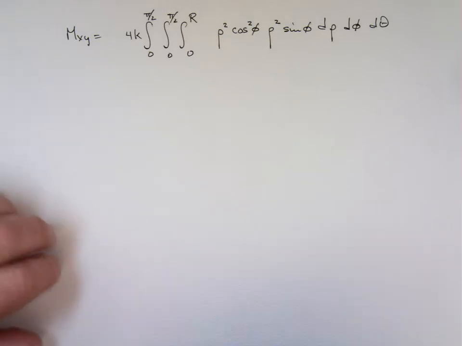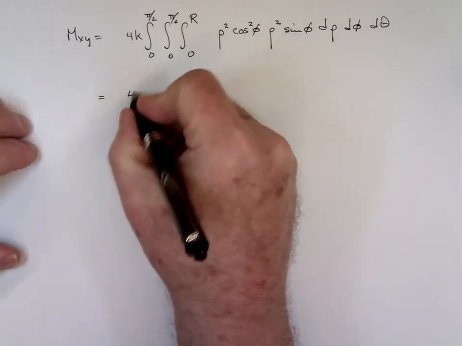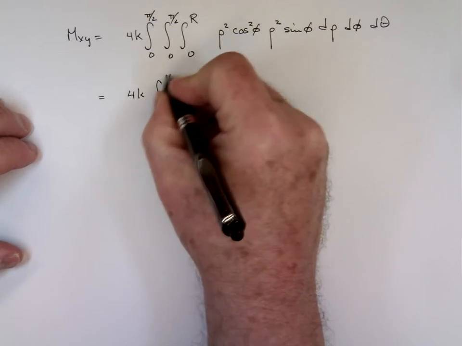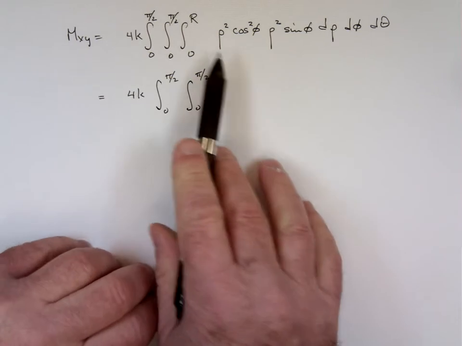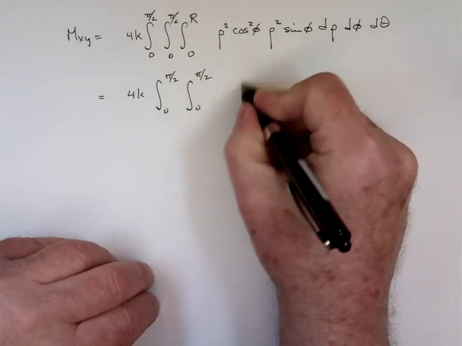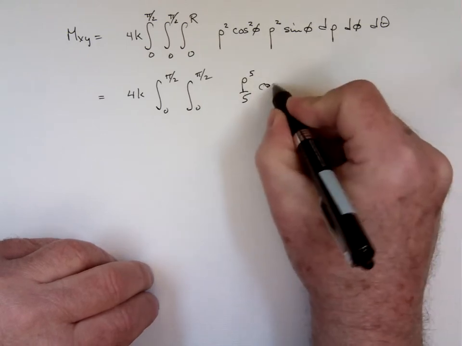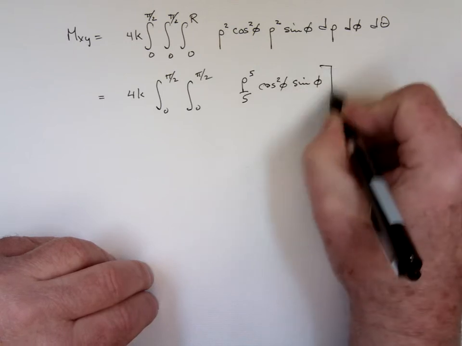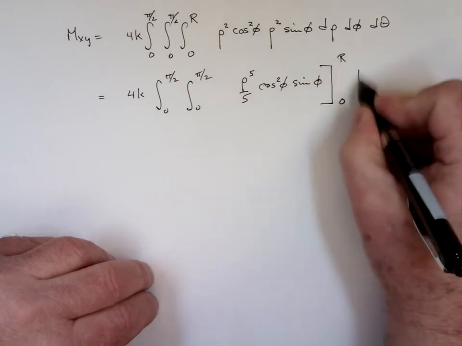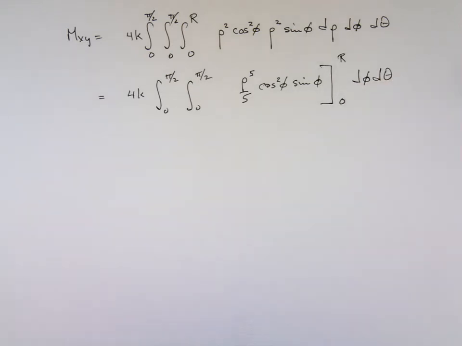This one here is equal to 4k, integral from 0 to pi over 2, 0 to pi over 2. Now, we've got rho to the 4th, so now we're going to get rho to the 5th over 5, cosine squared phi, sine phi. Rho is going from 0 to r, d phi, d theta.